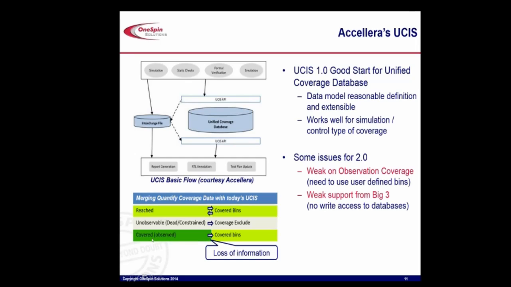If you look at covered or observed data in the sense of quantify, then this translates to covered bins, but you lose information here, so you really just remember in your database that you have actually exercised it. And of course, there are things like user-defined bins, so that's what you would need to do right now in UCIS. However, that's not really what you want to do there because it's a different type of coverage and it's a principal difference. However, it relates very well with the things that are already there, so an extension is needed.